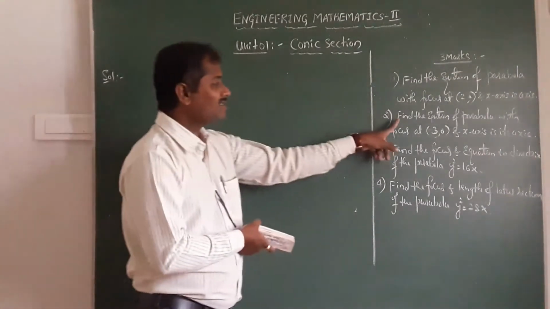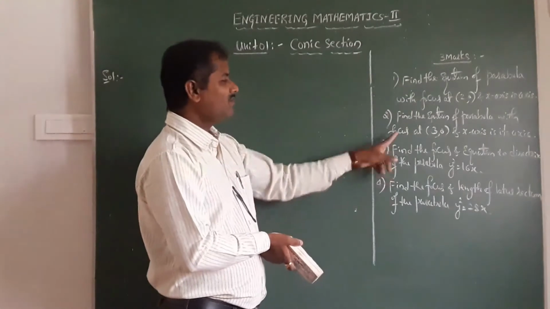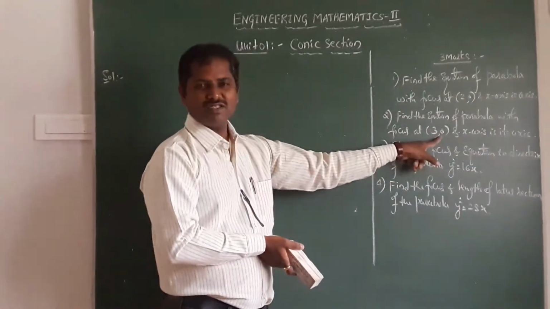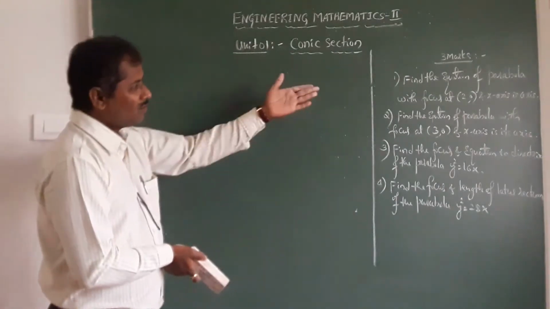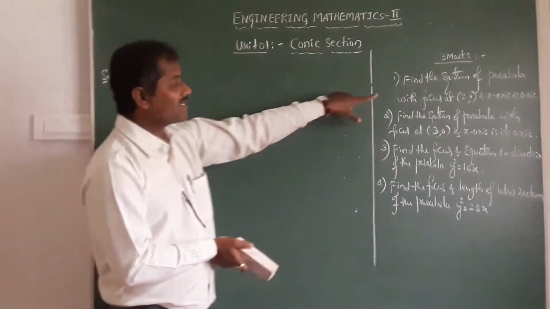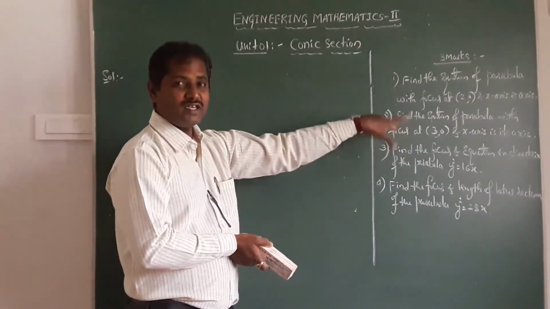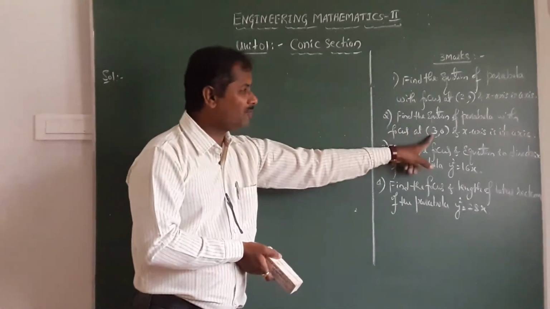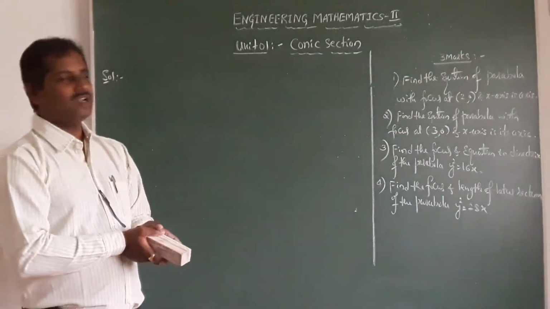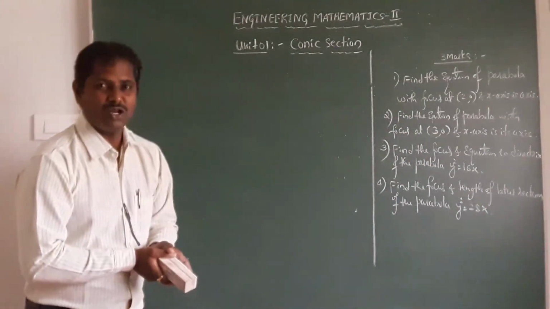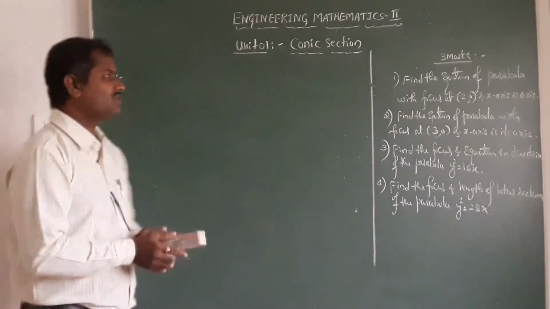So here the second question: find the equation of parabola with focus at (3, 0) and x-axis as its axis. We have already discussed in the first question, the focus was given as (2, 0), and here the focus is (3, 0). We can directly say what the equation of parabola is. What is that equation of parabola? y square is equal to 12x. How is it? Which is 3 marks.